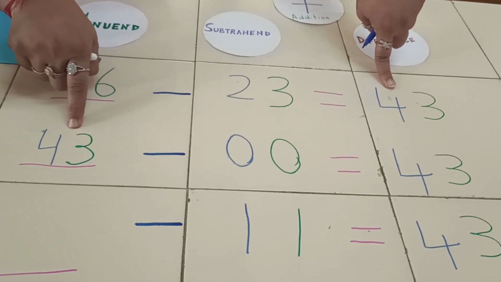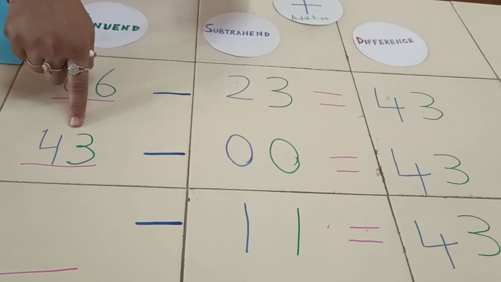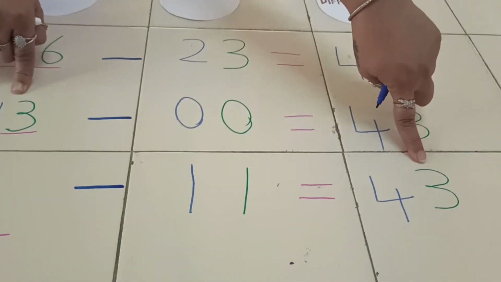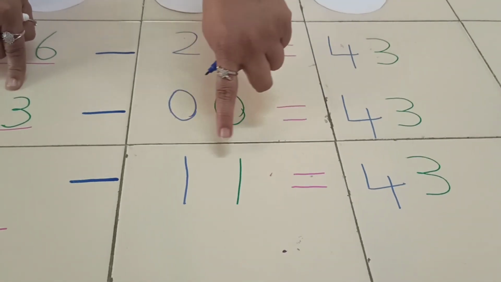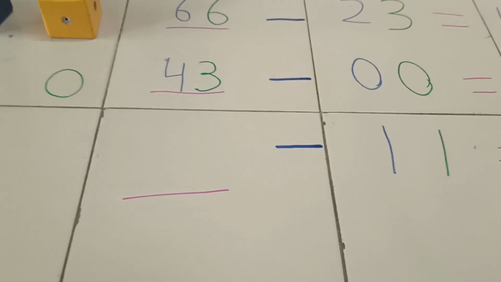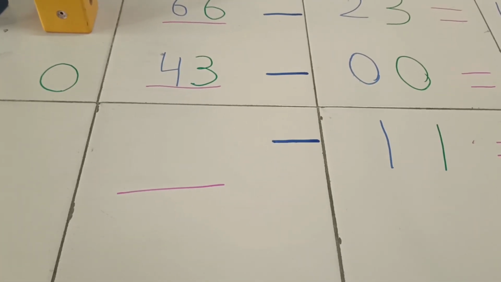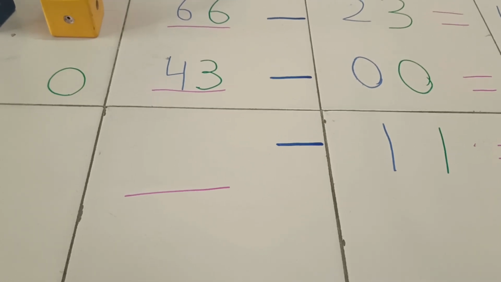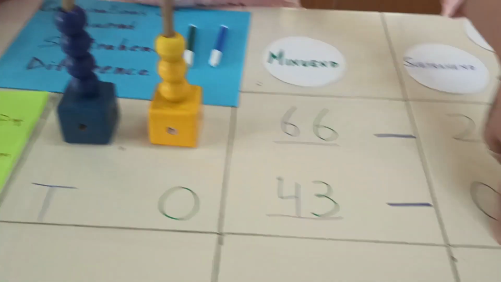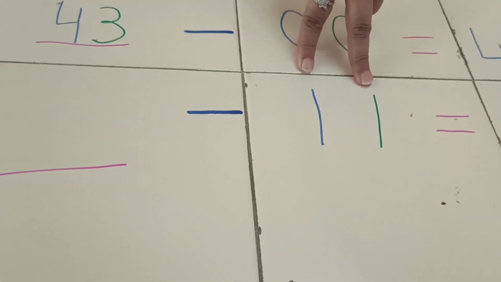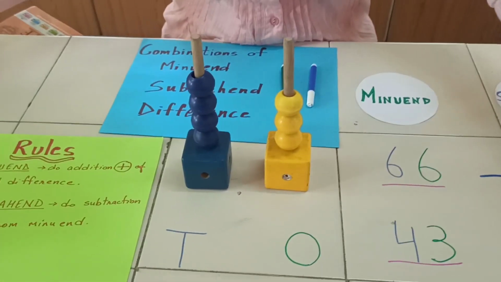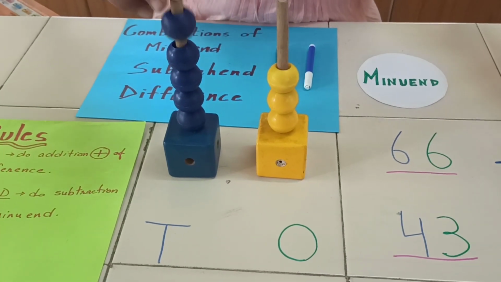Here the minuend is equal. Let's see the next combination, where 43 is my difference, 11 is my subtrahend, and I need to find my minuend. I'm ready with my difference of beads kept here, 43. Now as my subtrahend is 11, I need to add 1 to the ones place and 1 more in the tens place. So I'll add 1, 1 in both.